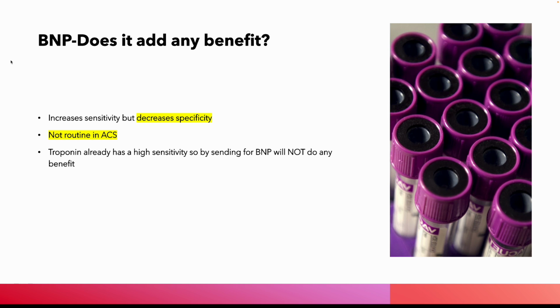Now, some people talk about BNP. Does BNP add any benefit whilst using troponin in the scenario of an acute coronary syndrome? Actually it doesn't, and the reason for that is because BNP increases the sensitivity. We already use high sensitivity troponin. We do not need something that increases the sensitivity, and it actually decreases the specificity, so it's not routine, and it will not add any benefit.